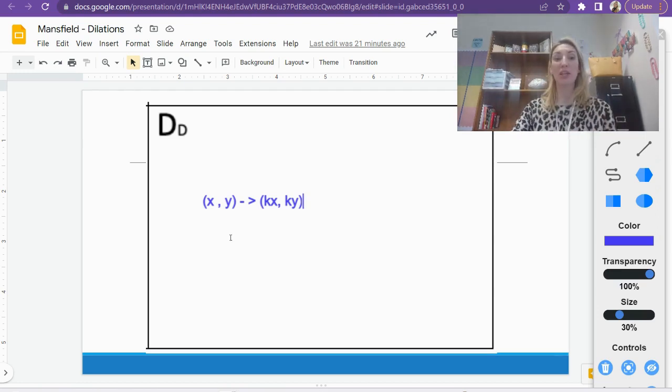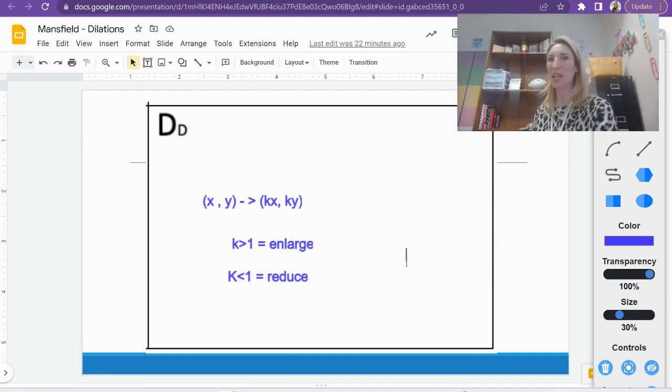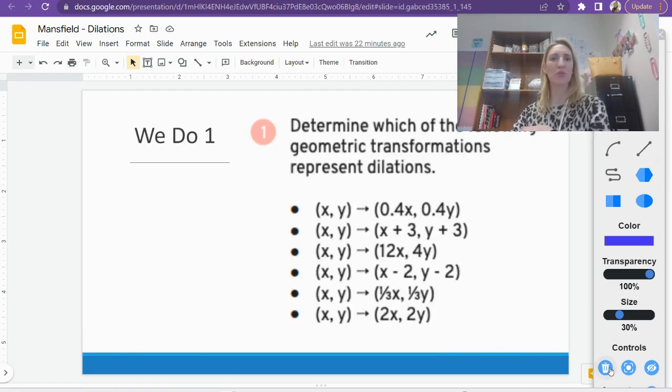Okay, if you want to put the extra information here, k bigger than 1 means enlarge, and then k less than 1, oh, I put a capital K, that's okay, it means to reduce. Right? You can put this information as well if you would like to keep that handy for yourself. But here we go. Let's get to a few examples.